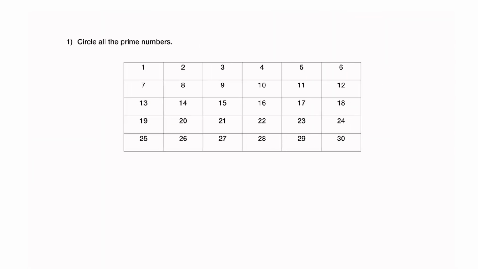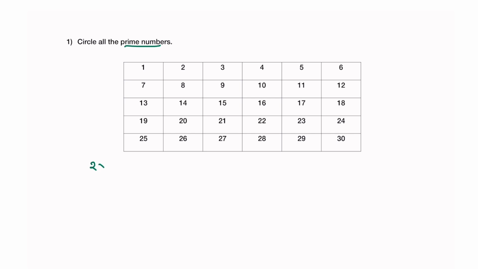Circle all the prime numbers. You know what prime numbers are by now, right? Prime numbers have only two factors, the number itself and 1. Okay, so let's find all the prime numbers in this table. 1 is not a prime number.